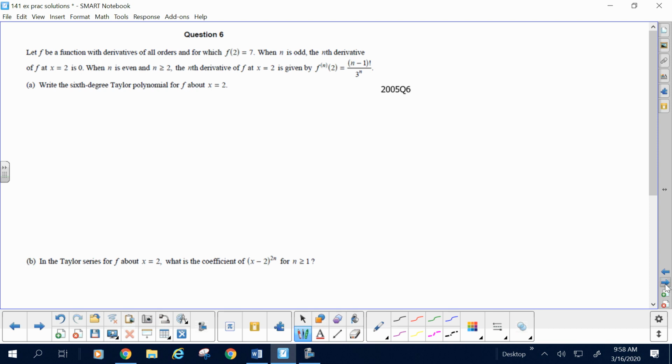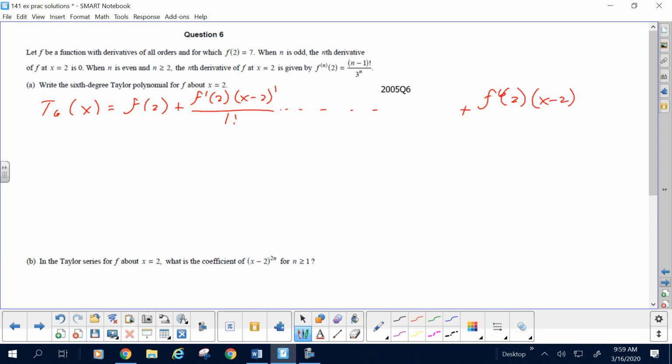Okay, so here we go. The 6th degree Taylor here, the first thing I would do is say, all right, 6th degree Taylor about 2. Oops, sorry. The x goes here. It looks something like f of 2 plus f prime of 2 times x minus 2 to the first over 1 factorial, and continuing that until I get to the 6th derivative at 2 and the 6th power.